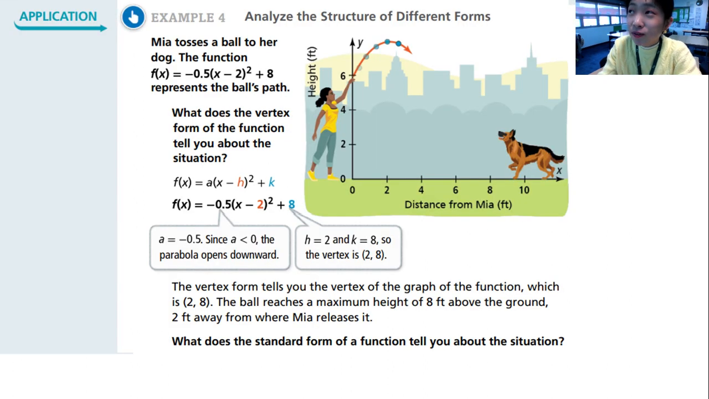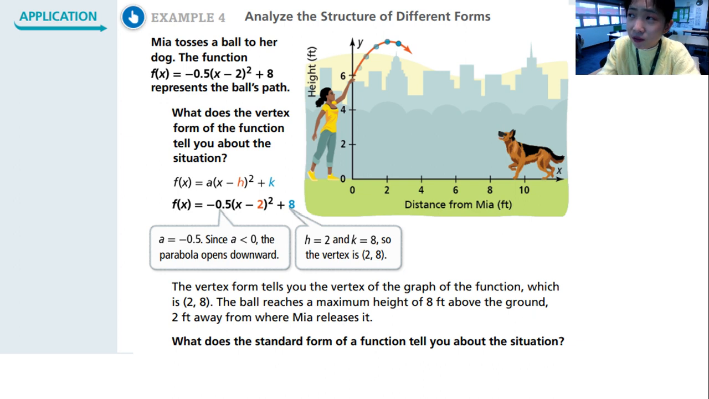Let's look at example 4. Analyze the structure of different forms. Mia tosses a ball to her dog. The function f of x equals negative 0.5 times parentheses x minus 2 squared plus 8 represents the ball's path. What does the vertex form of the function tell you about the situation?